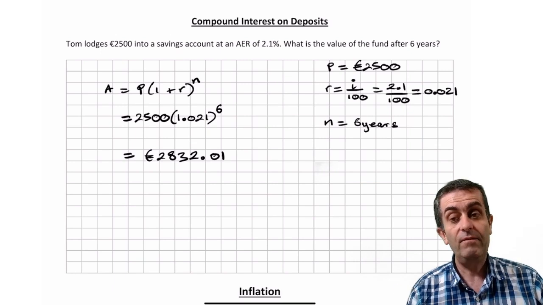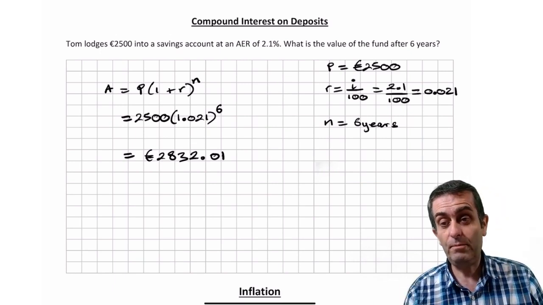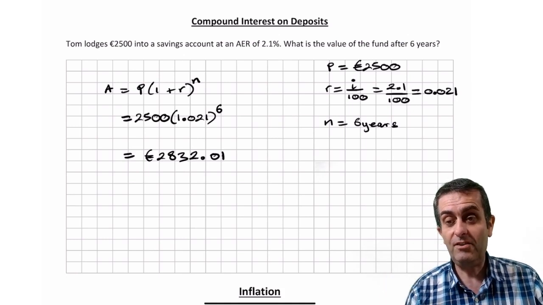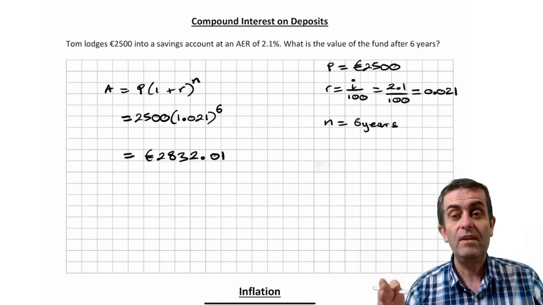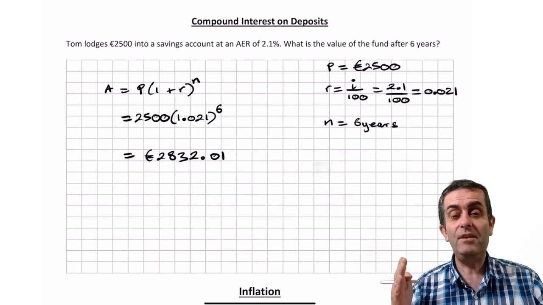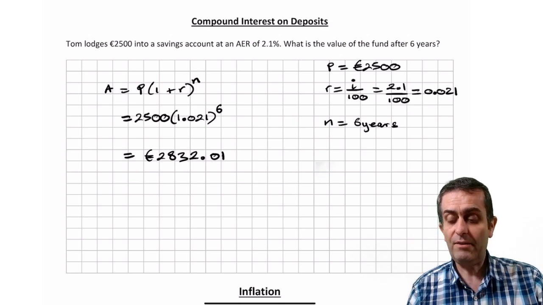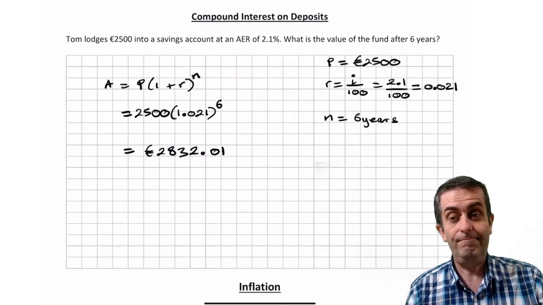Now, again, just to be clear, the present value P, that is the value on the day that Tom made the lodgement, €2,500. The interest rate is 2.1%, so the decimalized interest rate is going to be 2.1 divided by 100, which is 0.021. And that means that 1 plus R is going to be 1.021. So that was a very, very straightforward calculation.